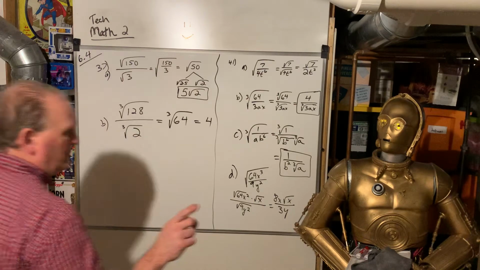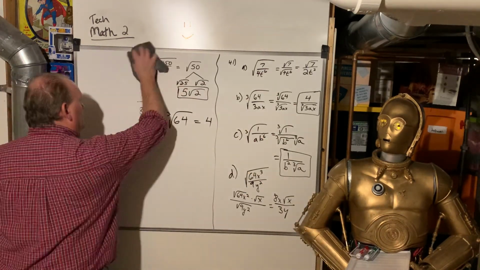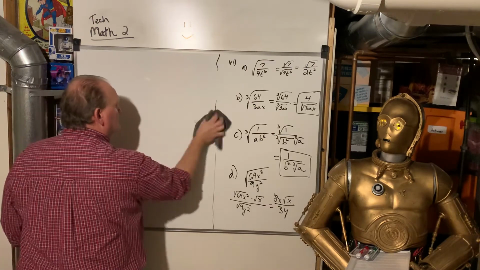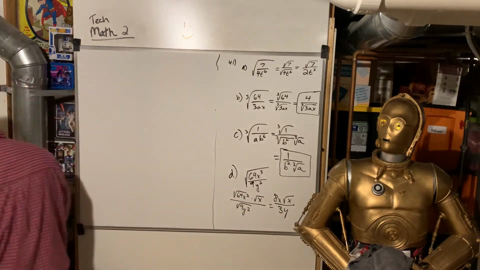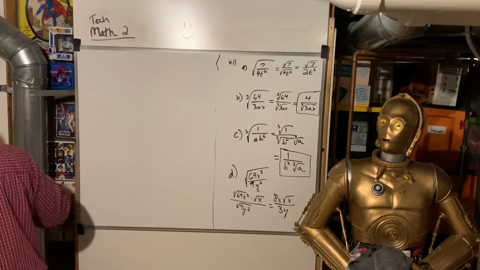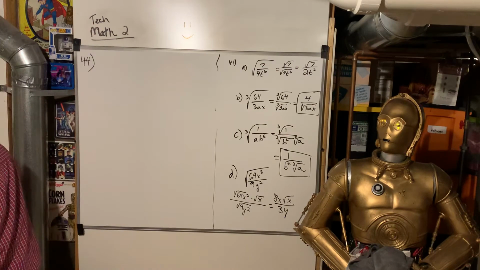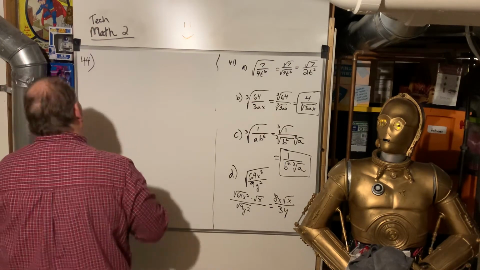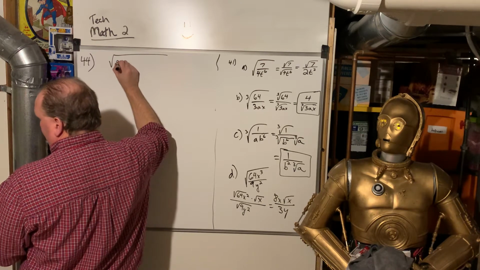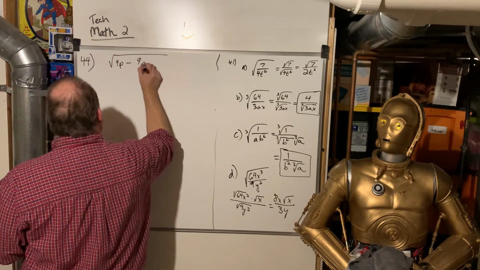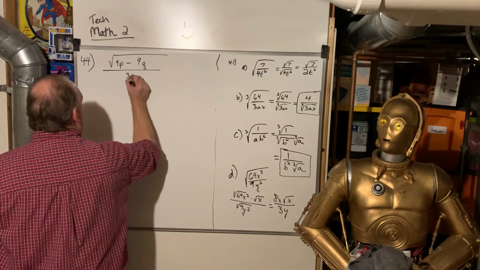We're going to look at one more problem in this section, 6.4, that requires us to factor. So you got to call back on your sweet factoring skills here. We have the square root that's just on the numerator of 9p minus 9q over 3q.